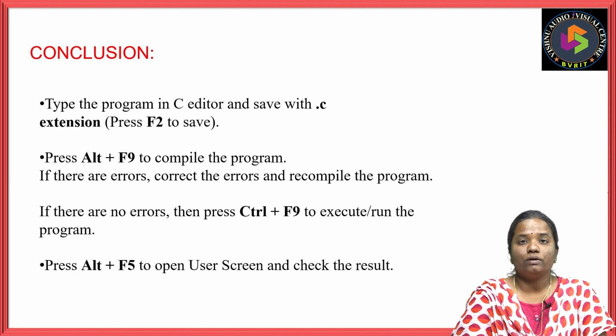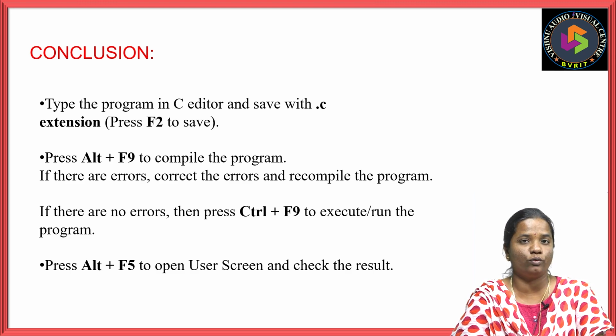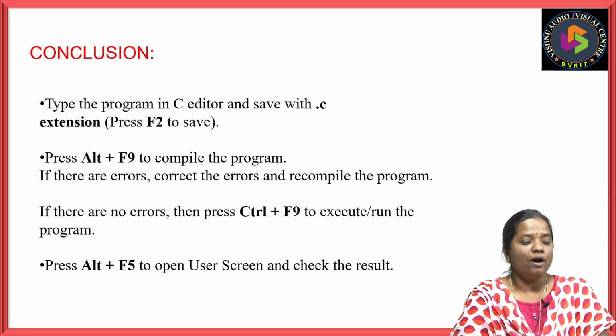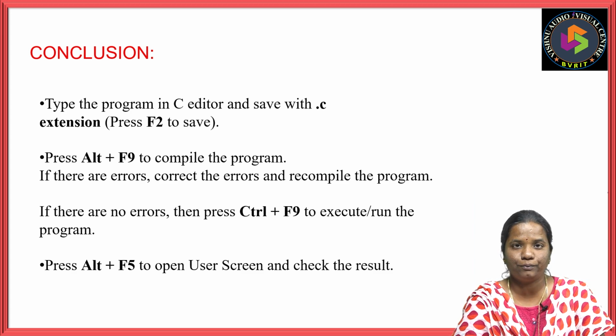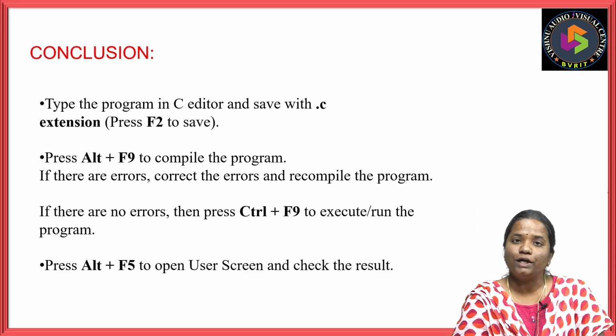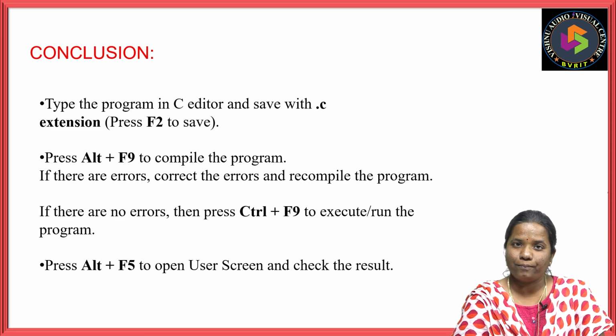To conclude, how to create and run a C program on the Windows operating system: first we type the C source code using any text editor. To save our program, we use the shortcut key F2. After that, Alt F9 is used to compile our C program. Then we use Ctrl F9 to run our C program. Then Alt F5 is used to see the result generated by the executable file.